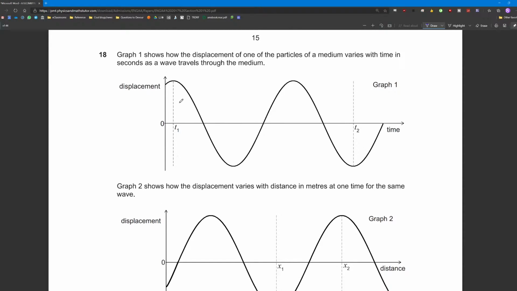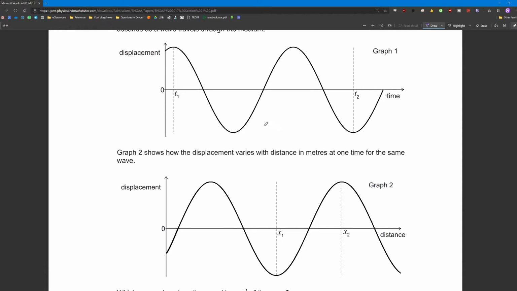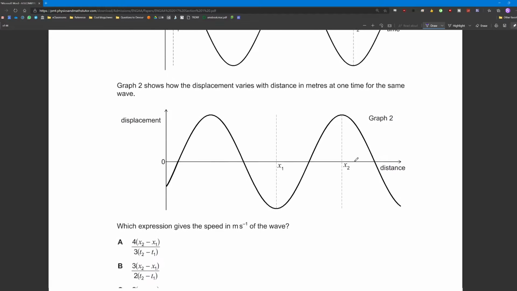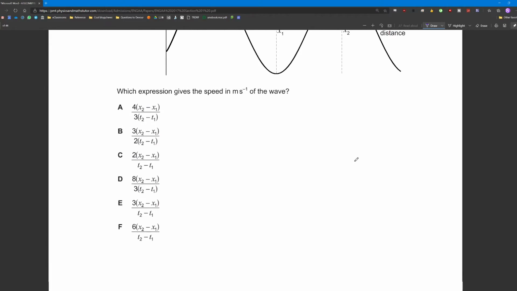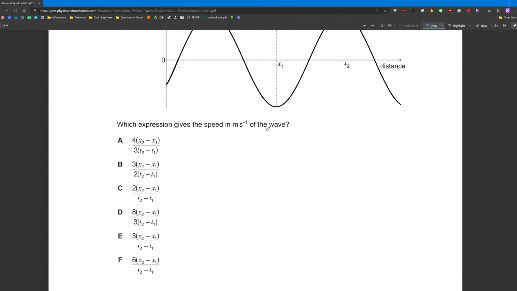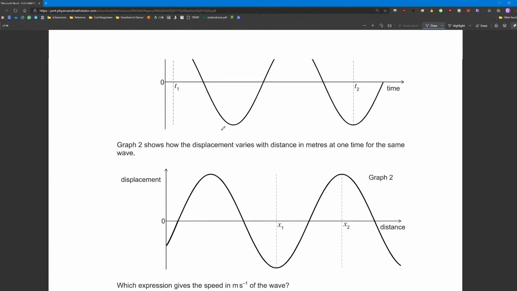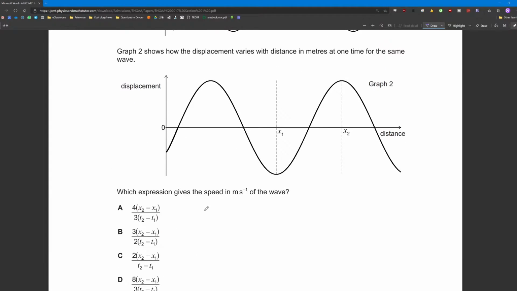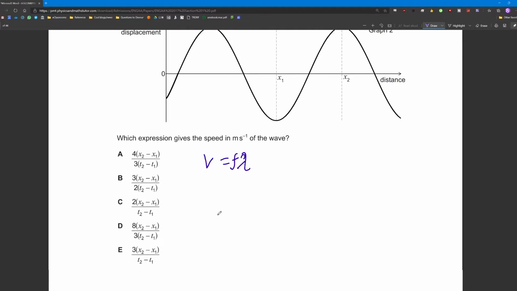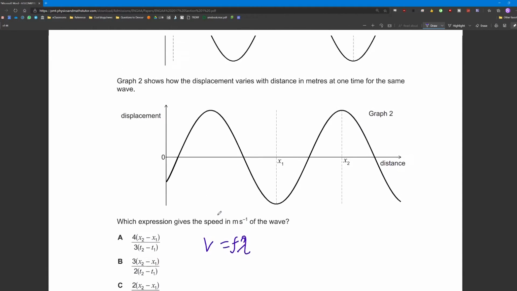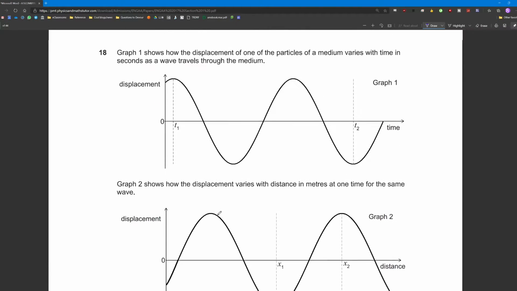Graph 1 shows how the displacement of one of the particles of a medium varies with time, and graph 2 shows how displacement varies with distance in meters at one time for the same wave. Okay, what expression gives the speed in meters per second? Well, v is equal to f lambda.